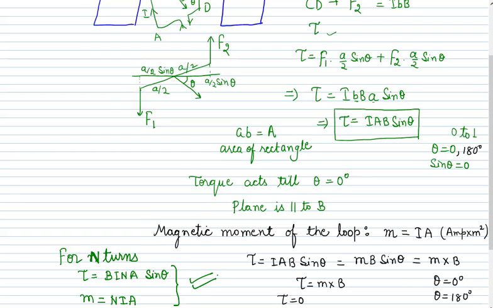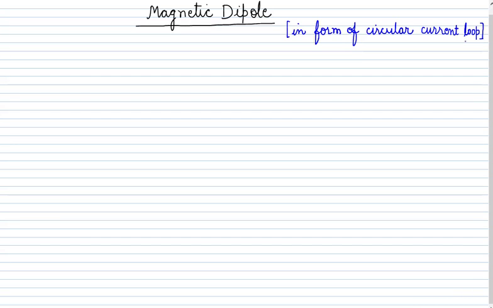Next thing we are going to study is the magnetic dipole. We want to define the magnetic dipole in the form of the circular current loop, because we have already calculated the magnetic field due to a circular current carrying loop. So we'll use the same formula here. We'll not do the derivation again. If you want to know how we derived this formula for the circular current carrying loop, you can refer to my lecture on magnetism, lecture 1. The link is given below in the description box.